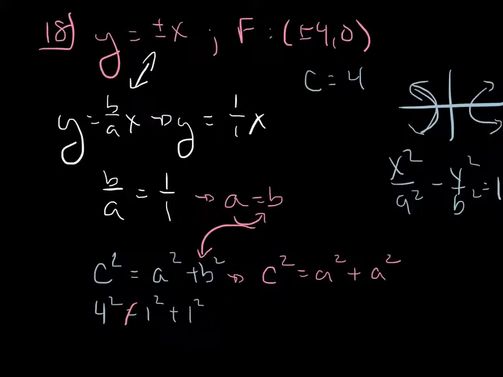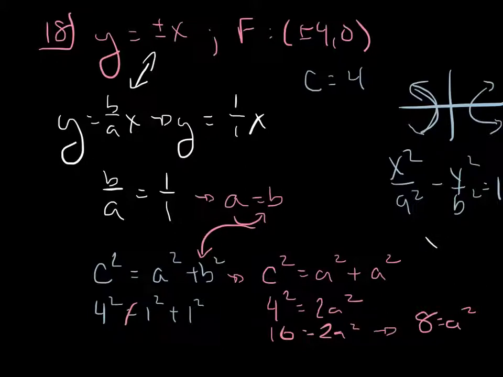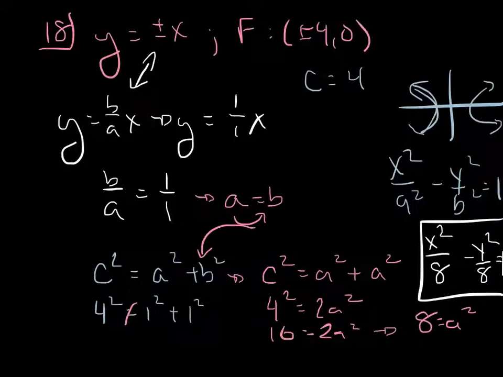So now I have 4 squared equals 2a squared, or 16 equals 2a squared, or 8 is equal to a squared, which means a is the square root of 8, which I don't really need to know because I need to know my equation. My equation is x squared over 8 minus y squared over 8 equals 1. That's my equation for 18.